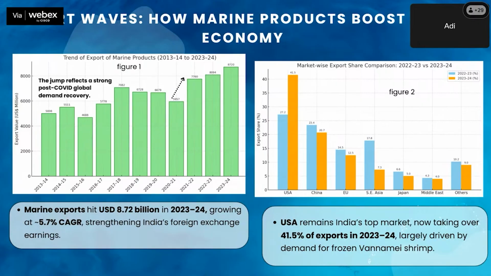foreign exchange earnings. In figure 2, we can see a market-wise export share comparison, where the US and China have been consistent importers of India's seafood products, where the USA remains India's top market, now taking over 40% of exports in 2023, which was largely driven by the shrimp market.